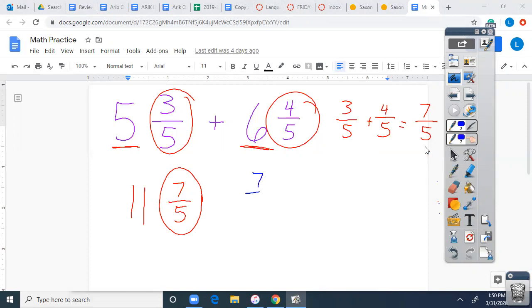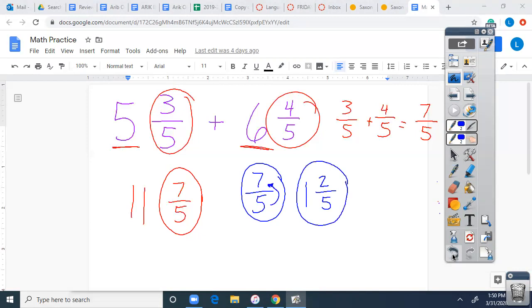We got 7/5. How many times can 5 go into 7? 5 can go into 7 only one time. With how many left over? 2. And then you keep the bottom number the same. So 1 2/5 is the same thing as 7/5. 7/5 is an improper fraction. 1 2/5 is a mixed number.